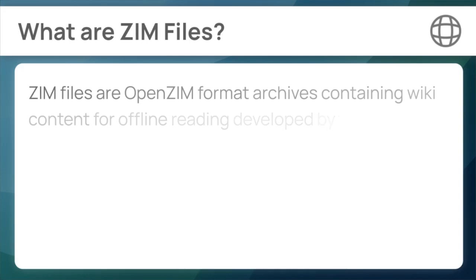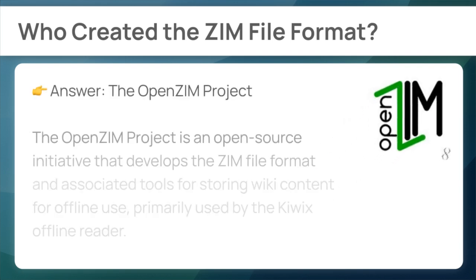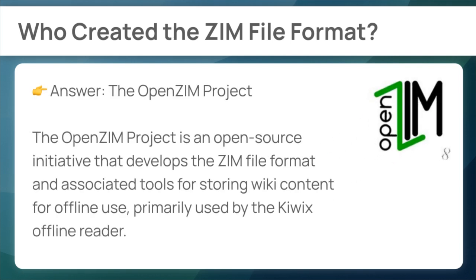ZIM files are Open ZIM format archives containing wiki content for offline reading, developed by the Open ZIM project. They store entire websites including Wikipedia, Wiktionary, and Project Gutenberg, with articles, images, and metadata in a compressed index package designed for low bandwidth and offline environments.